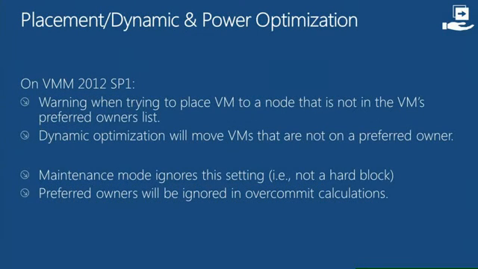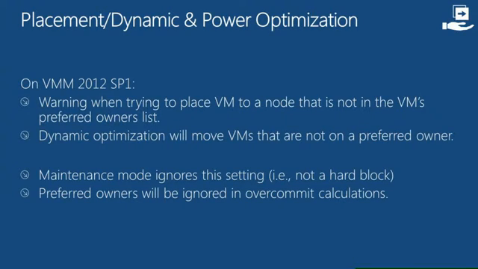Now the VMM placement engine is aware of preferred owners. So when you try to migrate a virtual machine and it has a preferred owner set, a node which is the preferred owner gets a higher rating than any other node in the cluster. This also means that dynamic optimization, the capability in VMM which rebalances the cluster, is also aware of preferred owner. So when you have a VM that is not currently present on a preferred owner, VMM's dynamic optimization engine will kick in and move it off to a preferred owner at the next available opportunity.